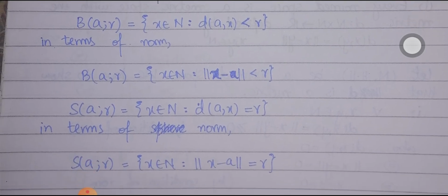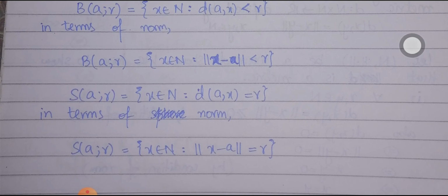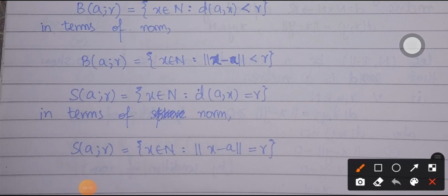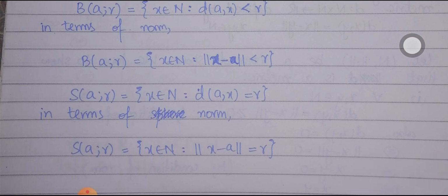The second one is for sphere, which is defined to be the set of elements x belonging to N such that d(a, x) is equal to r, because sphere means we are on the boundary points. So here you can see that in terms of norm, it will be norm of x minus a is equal to r.